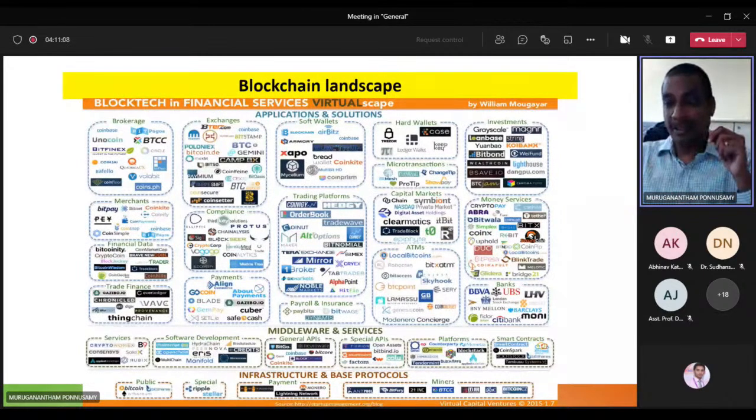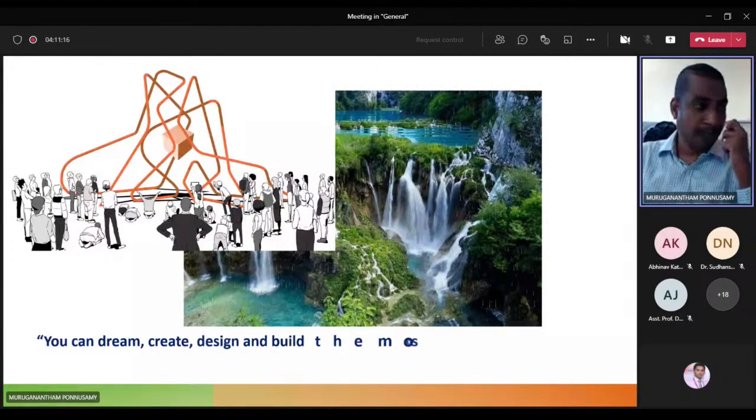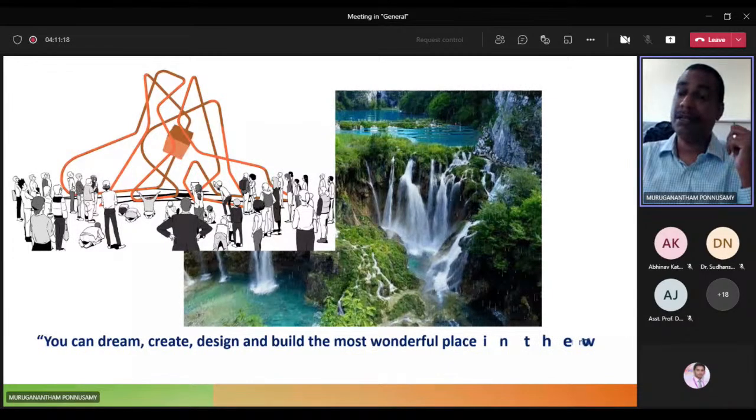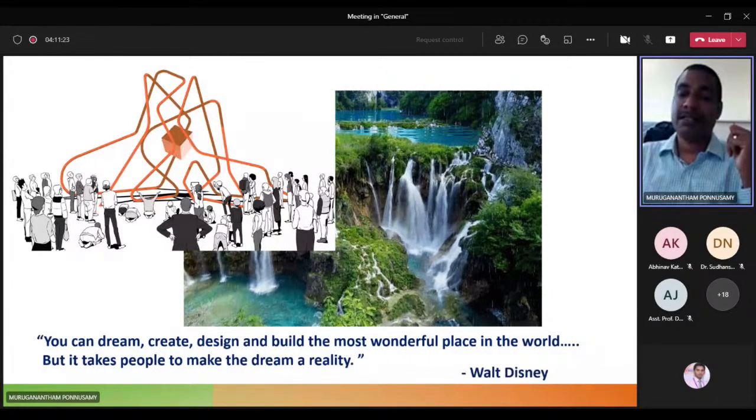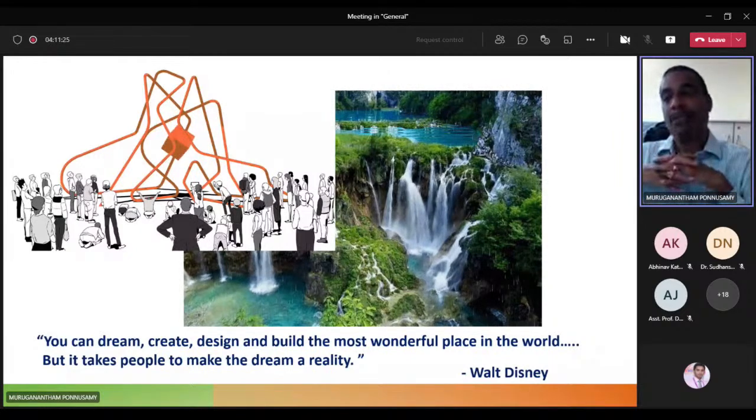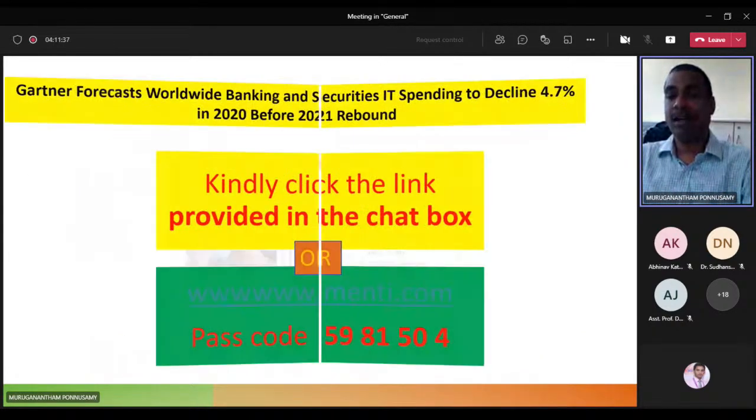So again, it is an opportunity for us to make things in the best way. You can dream, create, design, and build the most wonderful place in the world. But it takes people to make that dream a reality. Many people are talking about many technologies, but it's up to you to choose the best and go for implementing.